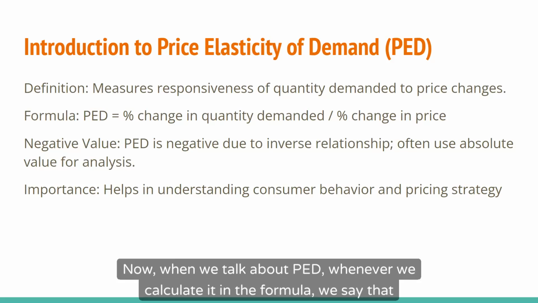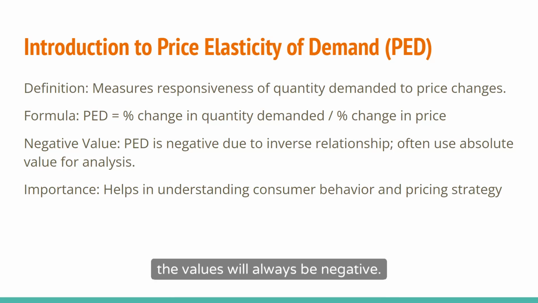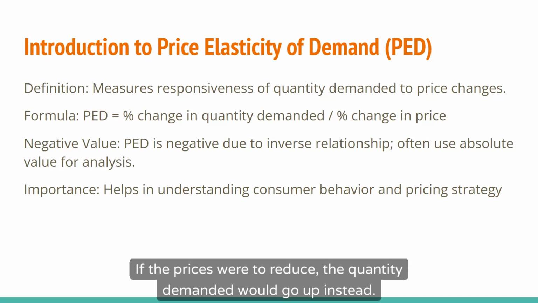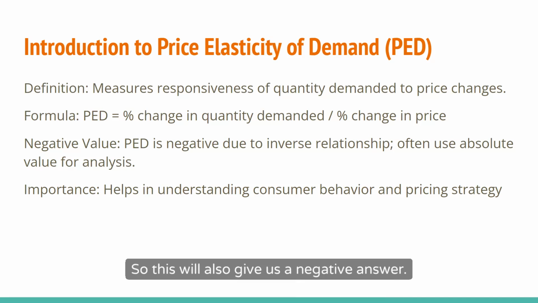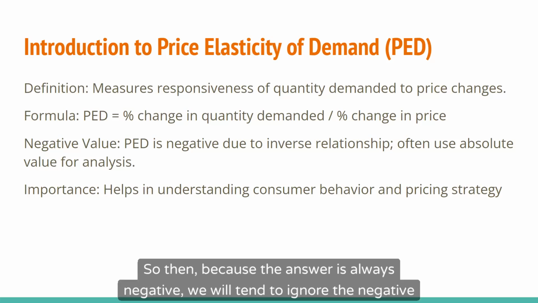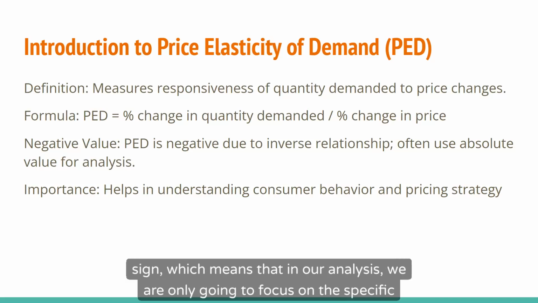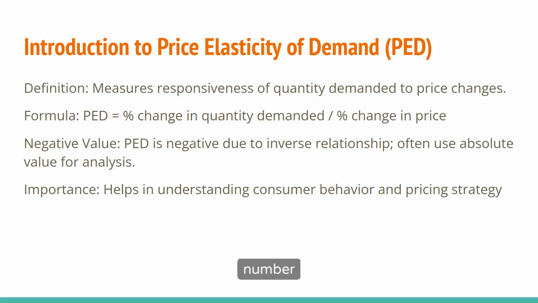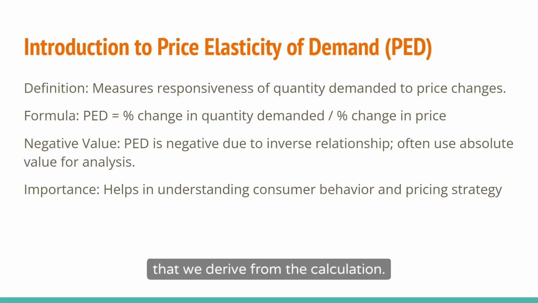Now, whenever we calculate PED in a formula, the values will always be negative. Think about it. If the prices go up, the quantity will go down, so this is a negative value. If the prices were to reduce, the quantity demanded would go up instead, so this will also give us a negative answer. Because the answer is always negative, we tend to ignore the negative sign, which means that in our analysis, we are only going to focus on the specific number that we derive from the calculation.